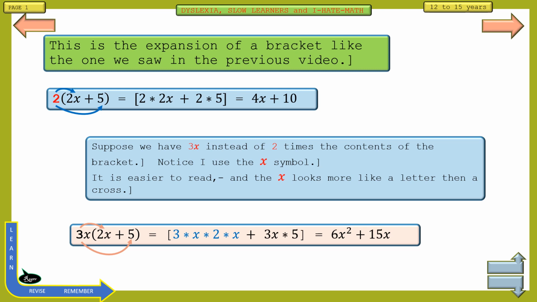I hope you notice not only did we multiply the 3 and the 2 together to get 6, but we multiplied the x and the x to get x squared. The last bit, 3x times 5, is fairly straightforward. It's just 15x.